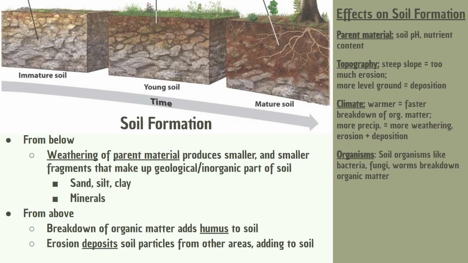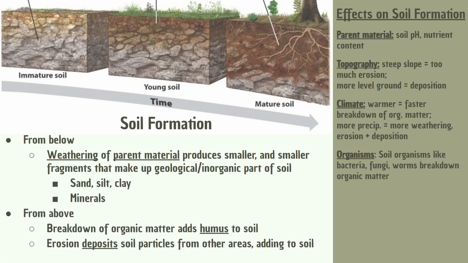The first one is parent material. Depending on what sort of parent material you have, the soil can take on different attributes of that parent material. That is going to determine the soil pH and the nutrient content. For instance, if we have a soil that has limestone bedrock, that is going to lead to a lot of calcium in the soil, which is good for plant growth. This also helps to buffer acidic soil, so limestone can be a really beneficial parent material or bedrock to have.